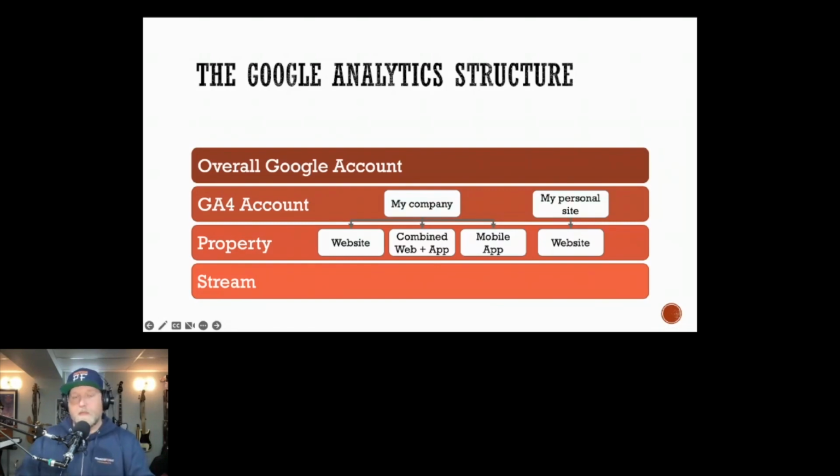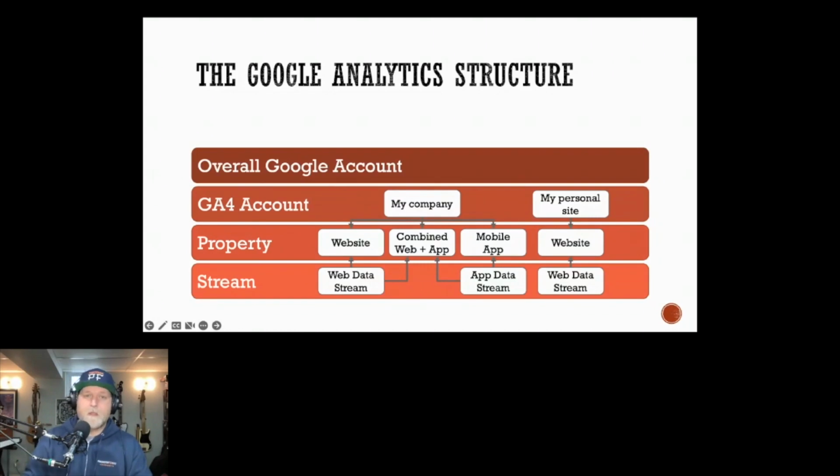Once we have our properties built, we need to set up data streams, and that's what's actually going to push the data into those properties. If we look back at my personal site, which is nice and easy, we've got the account, one property for the website, and it has one data stream, the web data stream. On the company side, however, where I've got my website, my app, and my combined web and app property, I've got two streams. The web data stream goes into my website property, but it's also feeding into the combined web and app property. On the other side, we've got the mobile app with the app data stream, and that data goes into the mobile app property and the combined web and app property. So this can start getting a little complicated and confusing, but I think for most of us it'll be reasonably straightforward. I just wanted to show how this all works out.